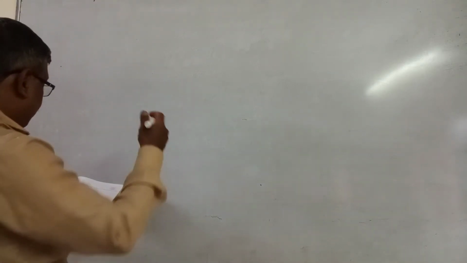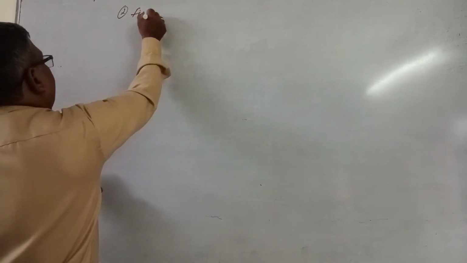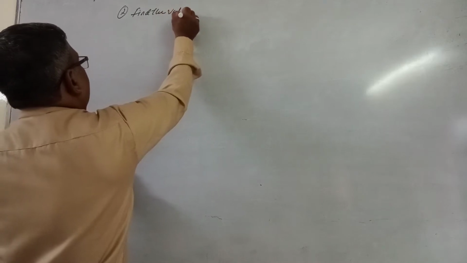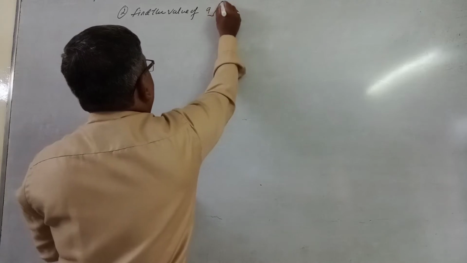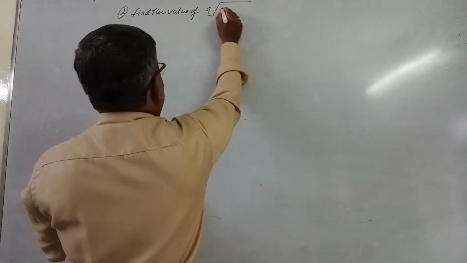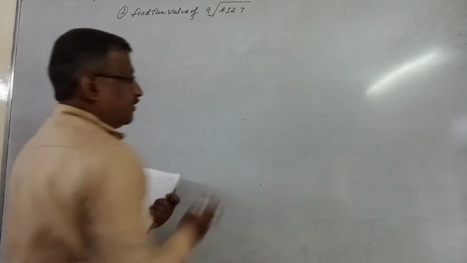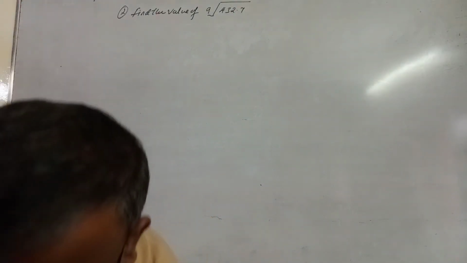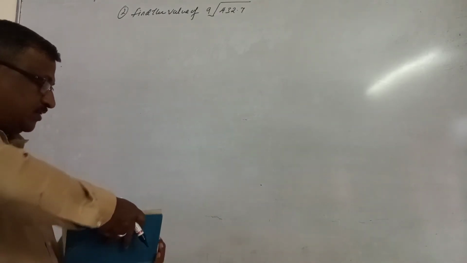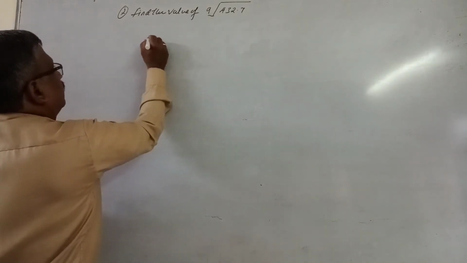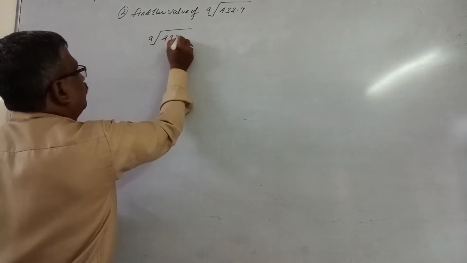So my next sum is number 2: find the value of the ninth root of 432.7. You have to find out the value of the ninth root of 432.7. So again, first I will write the problem again. It is the ninth root of 432.7.